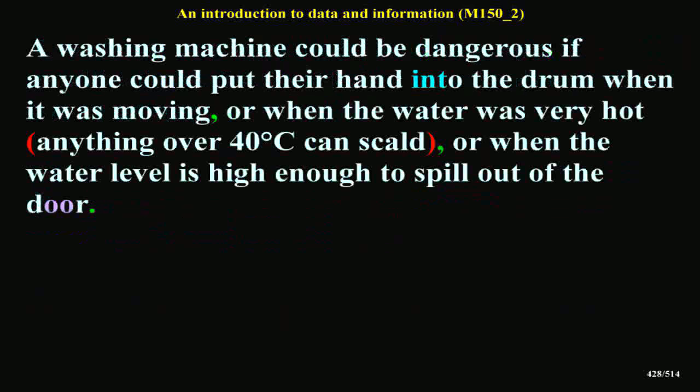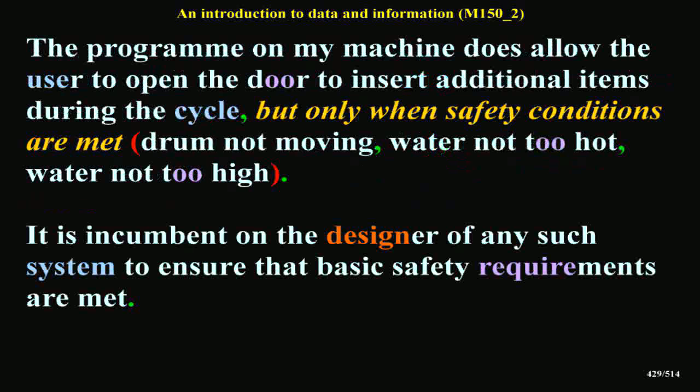What about the safety of the user? A washing machine could be dangerous if anyone could put their hand into the drum when it was moving, or when the water was very hot. Anything over 40 C can scald, or when the water level is high enough to spill out of the door. The program on my machine does allow the user to open the door to insert additional items during this cycle, but only when safety conditions are met: drum not moving, water not too hot, water not too high.